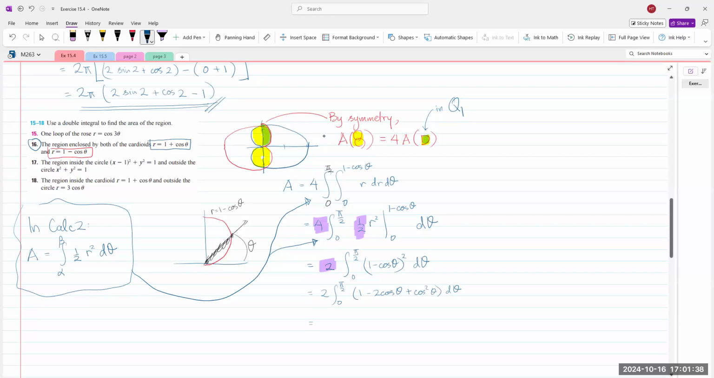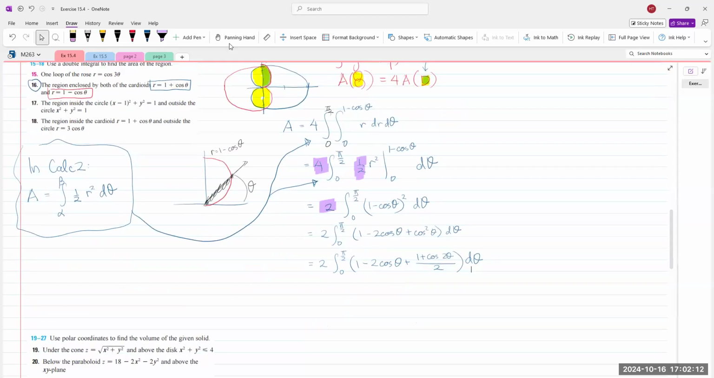Okay, and this is 2 times the integral from 0 to pi over 2 of 1 minus 2 cosine theta plus (1 plus cosine 2 theta) over 2. Double angle formula, or power reduction formula to be more precise, because we cannot integrate cosine squared. We need to make it into multiple angles and then integrate it from there.